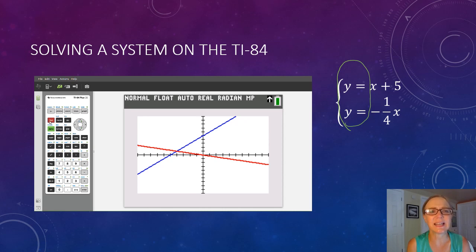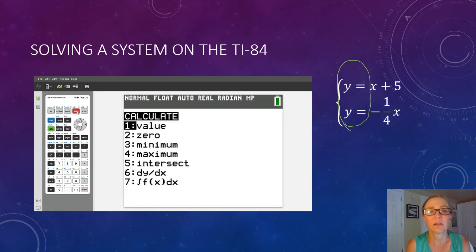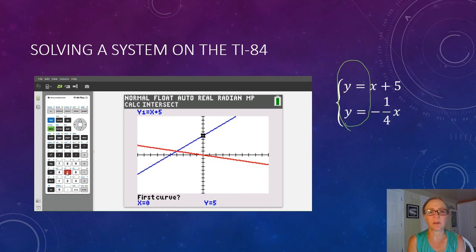We're going to hit second and then the trace button. Look at choice number 5, intersect. That's what we're looking for. So we're going to choose 5. Then the calculator is asking us to verify the first curve as y1. To do that, we hit enter. Now we need to verify the second curve as y2. Hit enter. Then we need to make a guess.